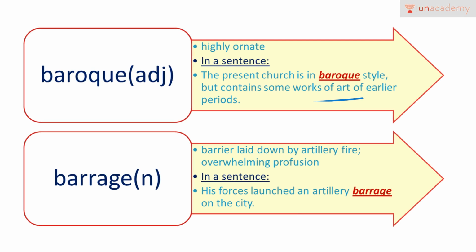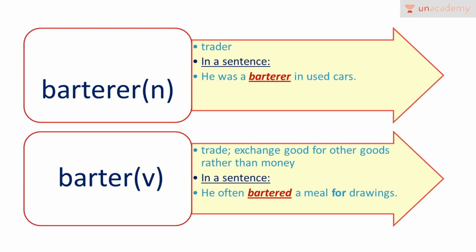In a sentence, it would read, the present church is in Baroque style, but contains some works of art of earlier periods. Next word, barrage, is a noun, which means a barrier laid down by artillery fire, overwhelming profusion. It would read, his forces launched an artillery barrage on the city.